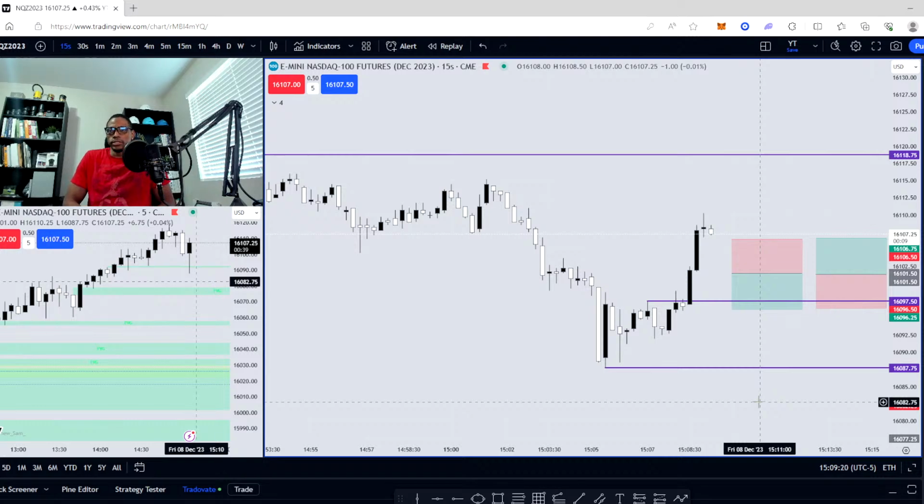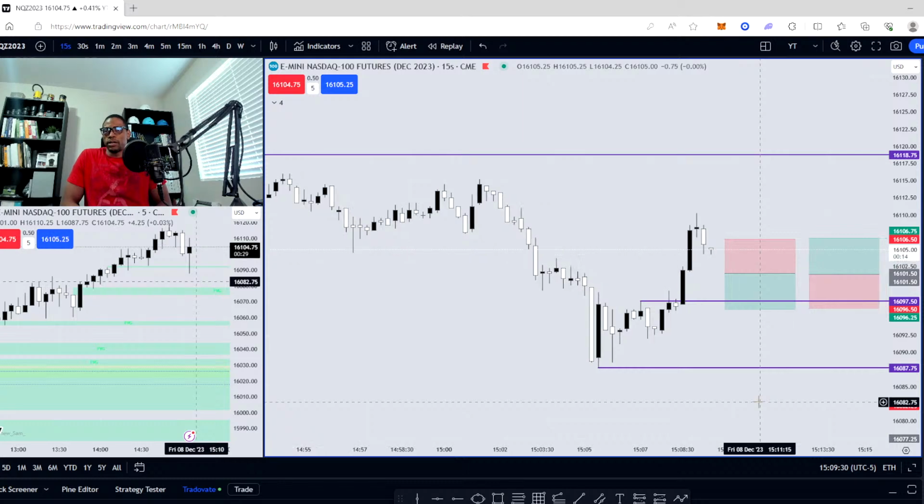Okay, let's see if price breaks down now. It's now 10 after 3. We know the macro runs from 3:15 to 3:45, so we want to be aware of that.